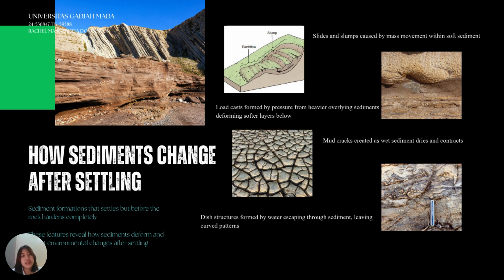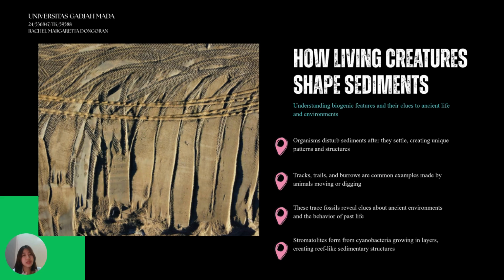Next we have slides and slumps. These happen when sediment layers move downslope before they harden, often forming curved or folded patterns. Next we have mud cracks. These appear when muddy sediments dry out and contract, leaving polygonal cracks. Then we have dish and pillar structures, which are caused by water escaping upward from rapidly deposited layers, leaving behind bowl-shaped or column-like patterns. These features give us insights into deformation processes, water escape, and environmental changes after deposition. I mean sedimentation.